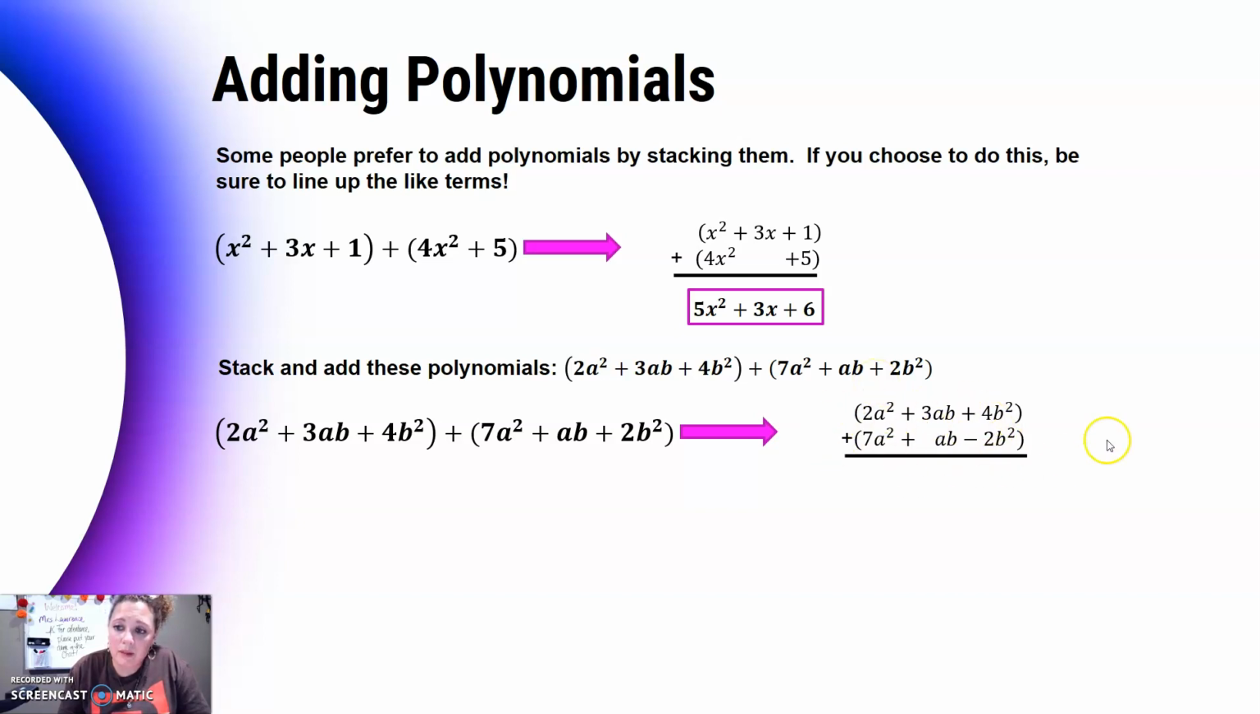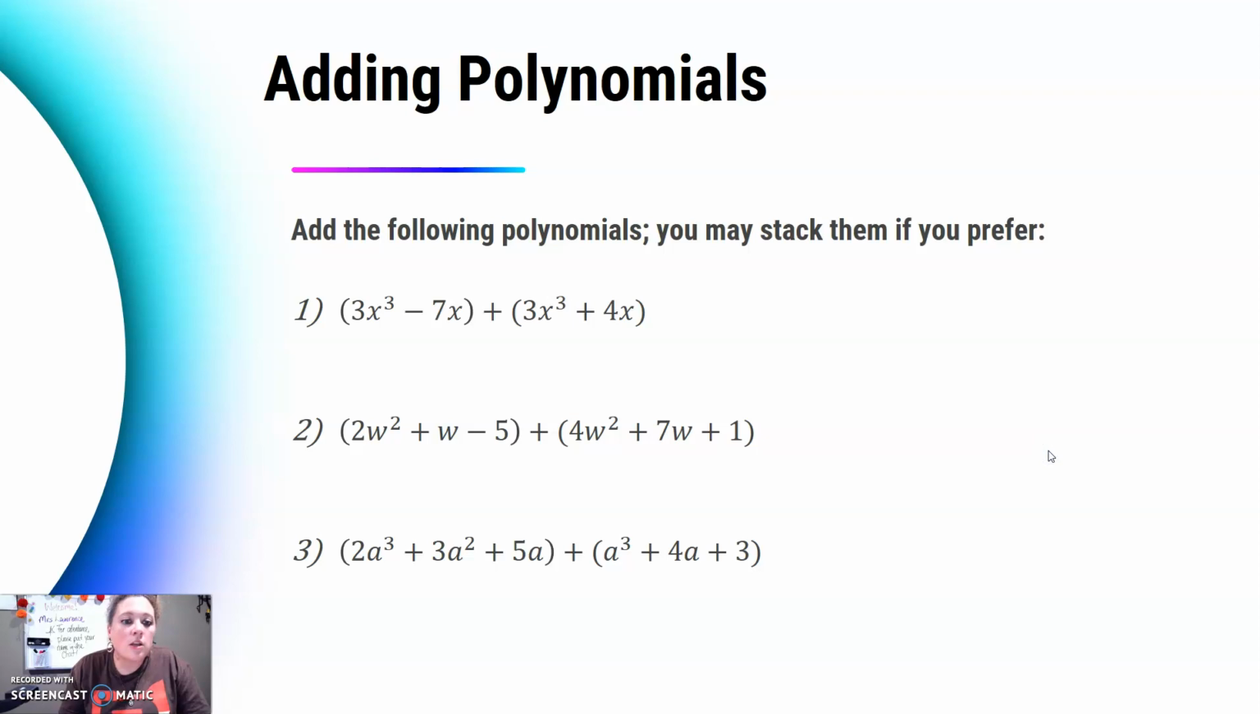So now if I combine these together, again, just add the coefficients. 2 and 7 is 9. 3 and 1 would be 4. And then 4 minus 2 would be 2. Okay? So go ahead and give yourself an opportunity to try these questions. Again, when you're solving them, you can stack them if you prefer to. Just make sure you line up those like terms.